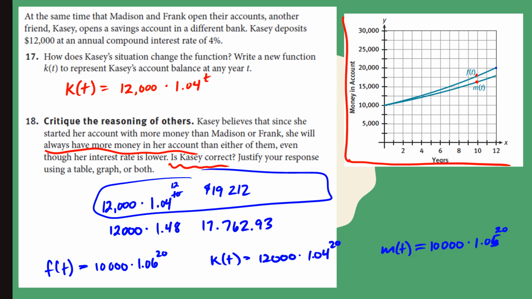After 20 years, I'm getting 32,071 for Frank's and 26,293 for Casey's and 26,533 for Madison. So you can see both Madison and Frank are past Casey's after 20 years. So that's the magic of compound interest. And more important than amount, more important than principal amount, is time when it comes to growing your money. That's why it's more important to invest a small amount when you're young than it is to put $1 million in when you're 65.